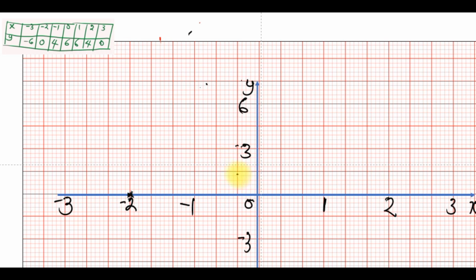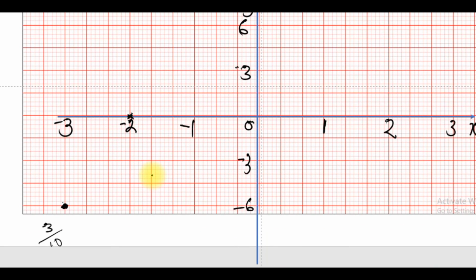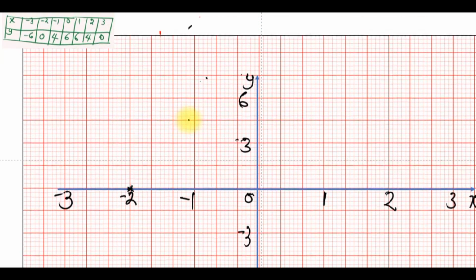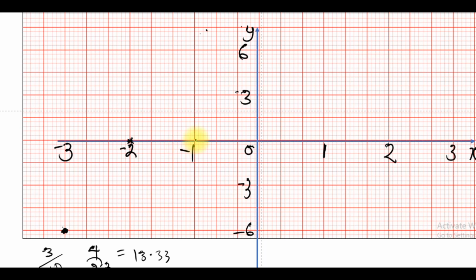So let's now locate 4. Remember, each grid line for the y axis is 3 over 10, that is 0.3. So for me to locate 4, I divide 4 by 0.3. This should be 13.33 grid lines. So I will count to 13 point something: 5, 10, 11, 12, 13. So 13 point something should be here. That's our 4.